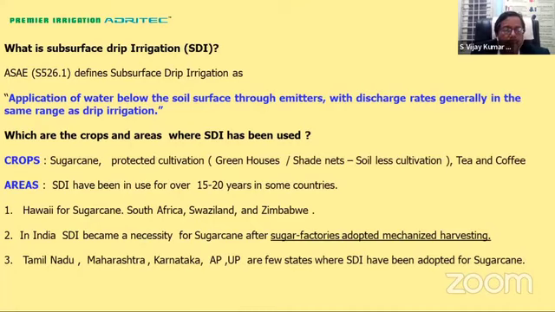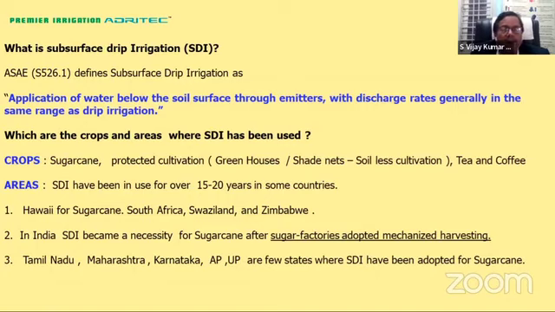So what is subsurface drip irrigation? That is the first question. The American Society of Agricultural Engineers very clearly defines it. It is nothing but application of water below the soil surface through emitting devices with discharges almost in the same range as that of drip irrigation, though today worldwide, it is a practice now to go for low discharge in case of subsurface drip irrigation.